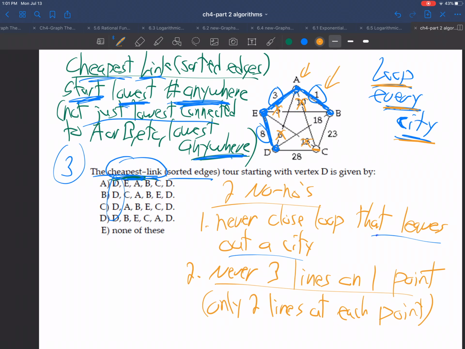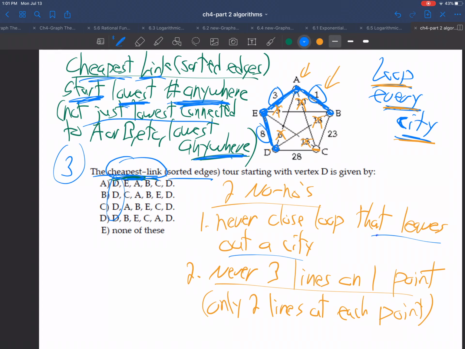What's the next number? 18? Can we use the 18? No. See, that would close a loop, and we never went to city C. That's the first no-no. Never close a loop that leaves out a city. So we can't do that. Out with the 18.